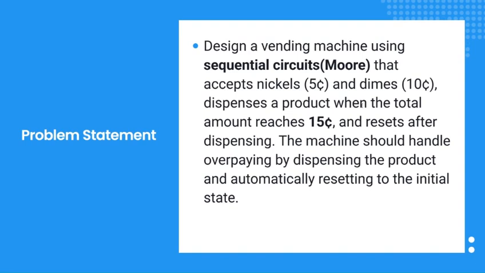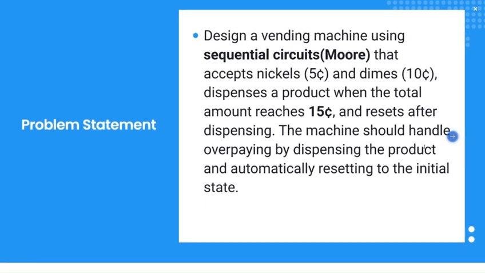The problem statement that I have is to design a vending machine using a sequential circuit. It should be a Moore machine that accepts nickels worth 5 cents and dimes worth 10 cents to dispense a product worth 15 cents, and it should also handle overpaying, and after dispensing the product it should reset to its initial state.